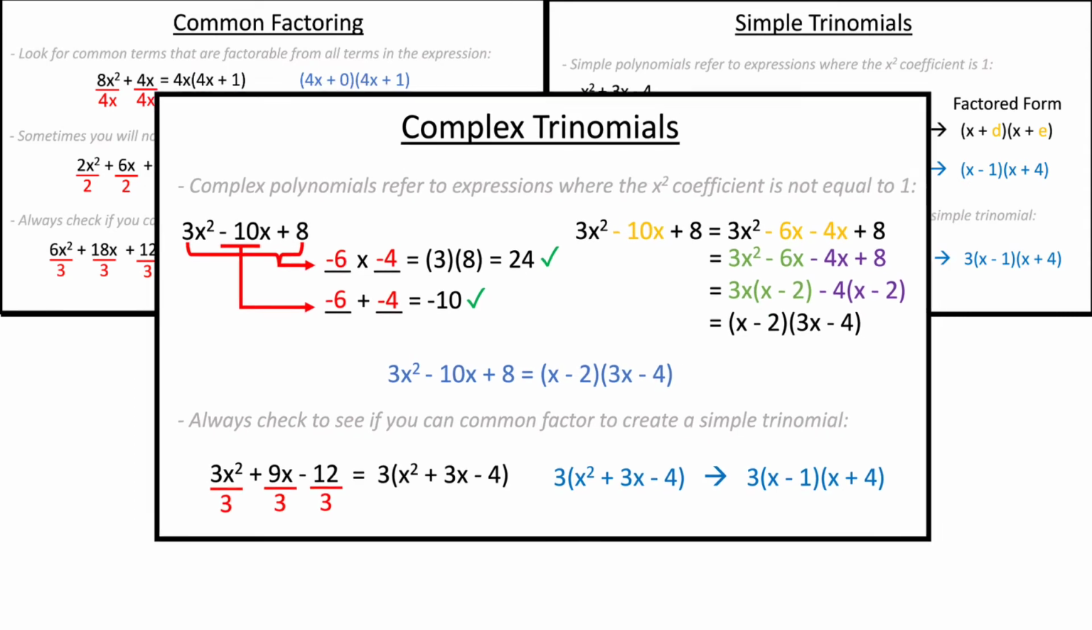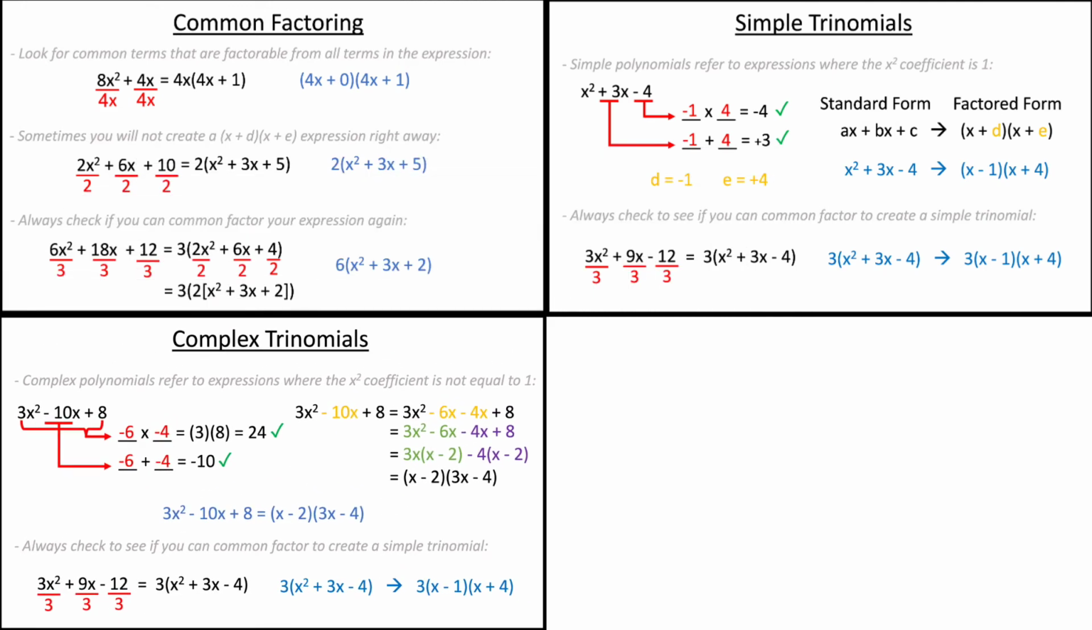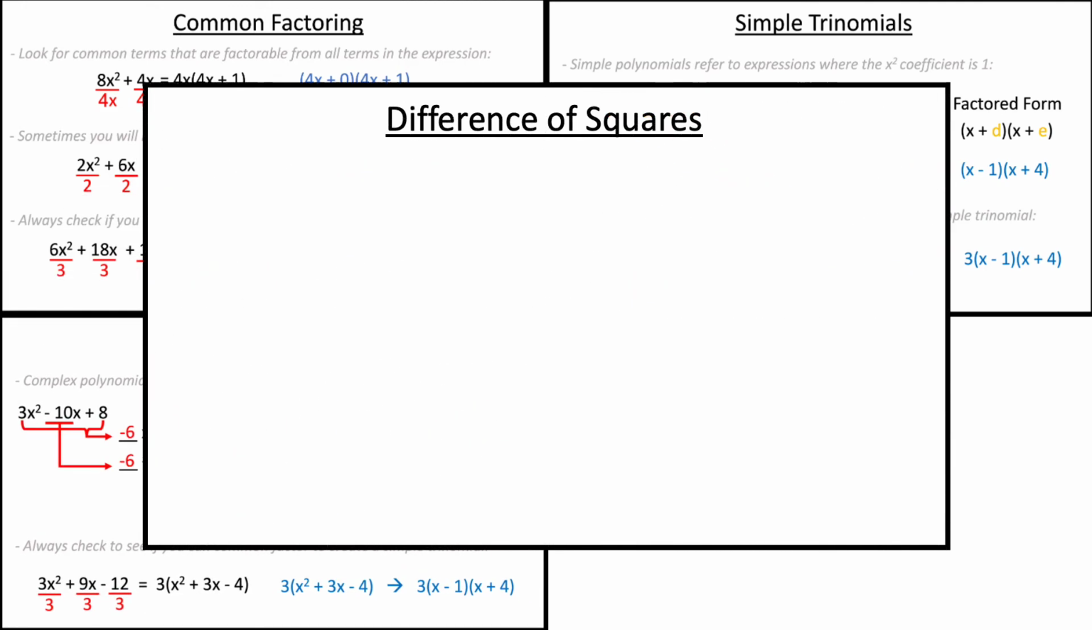The final type of factoring method we're going to cover is known as difference of squares, and it's a relatively unique type of factoring method, and it requires very specific circumstances before you can use it. However, if you can use it, it is a very effective technique.